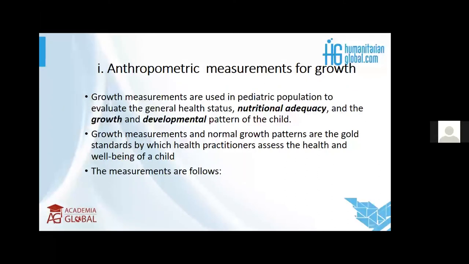So we are going to start now to look at the anthropometric measurements that assess growth. These are generally for children. Children are the ones who are still growing. Based on the race of somebody, people grow up to the early 20s. Thereafter, growth stops. These measurements are really applicable in the young age of children and adolescents. So they are used in the pediatric population to evaluate the general health status, the nutrition adequacy, and the growth and development pattern of the child.